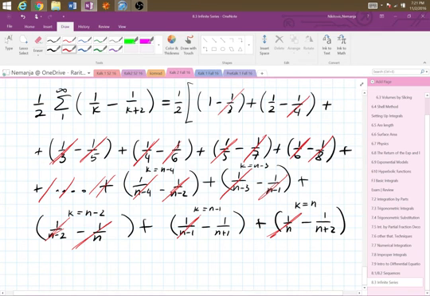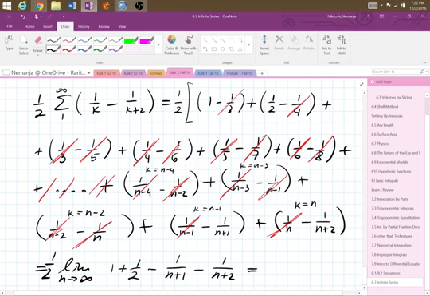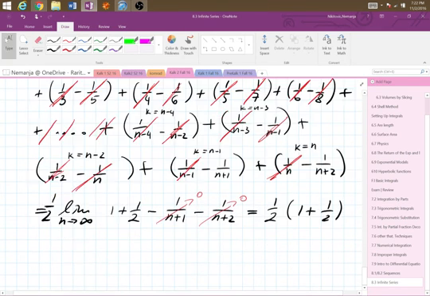And we are left with the limit as n goes to infinity. Oh, we have 1/2 in front. 1/2, and you are left with 1 plus 1/2 minus 1/(n+1) minus 1/(n+2). Both of those will go to 0 when you plug in infinity in the denominator, and you have 1/2 times 1 plus 1/2. That's 3/2, 3/4.